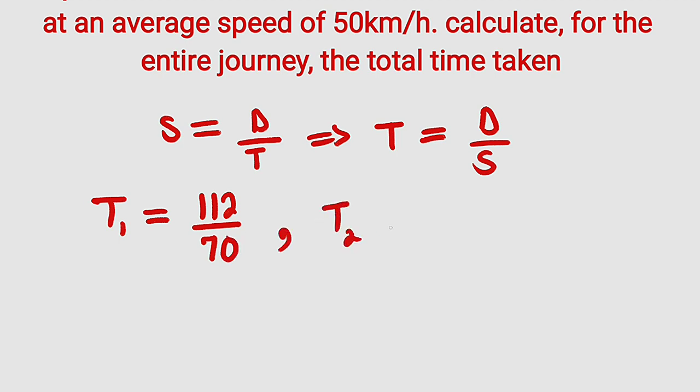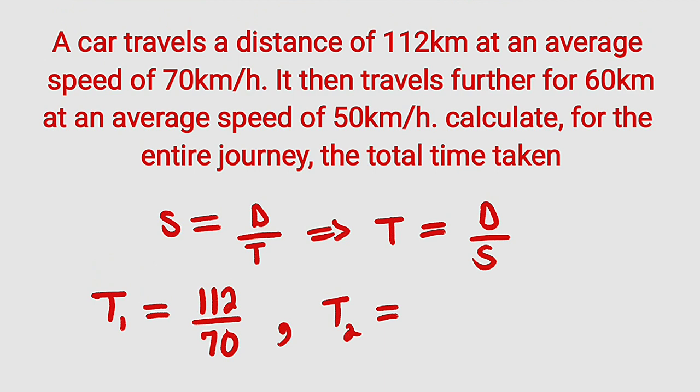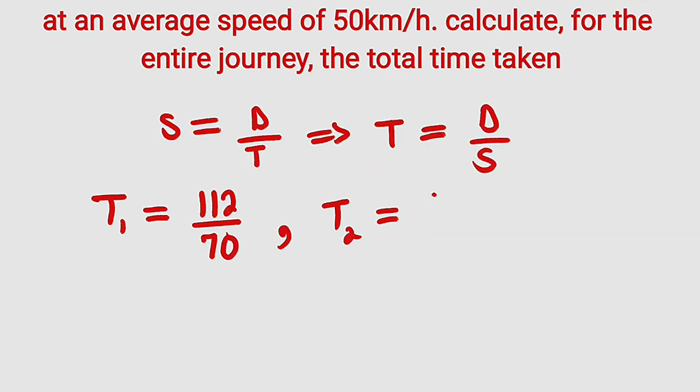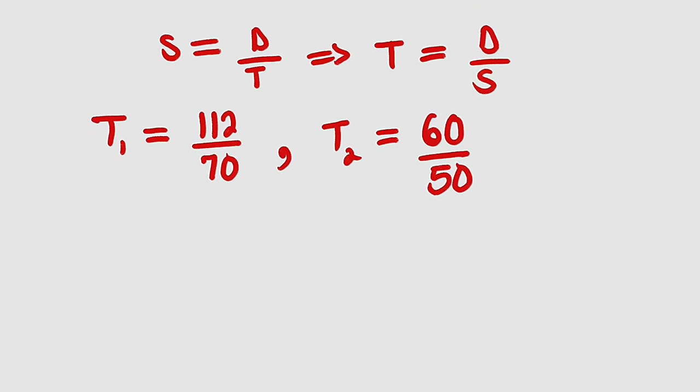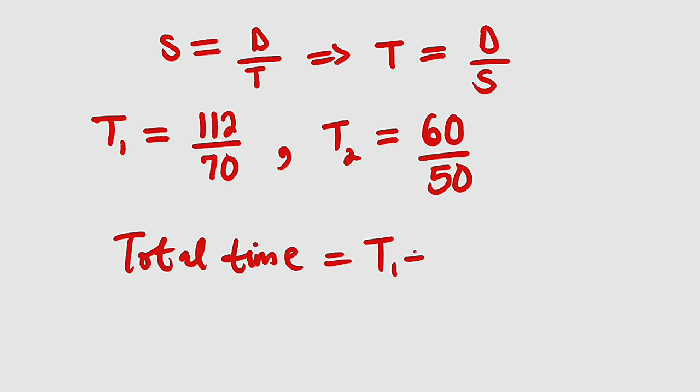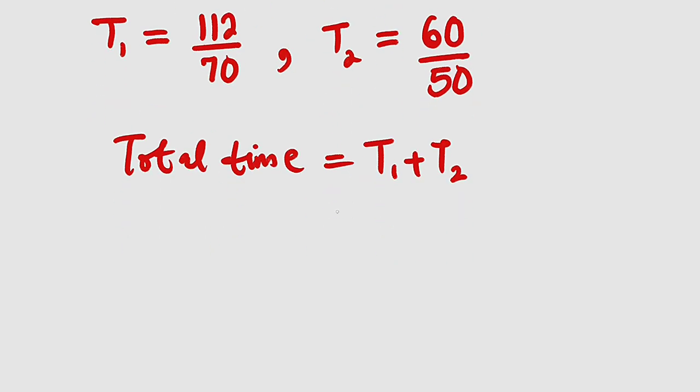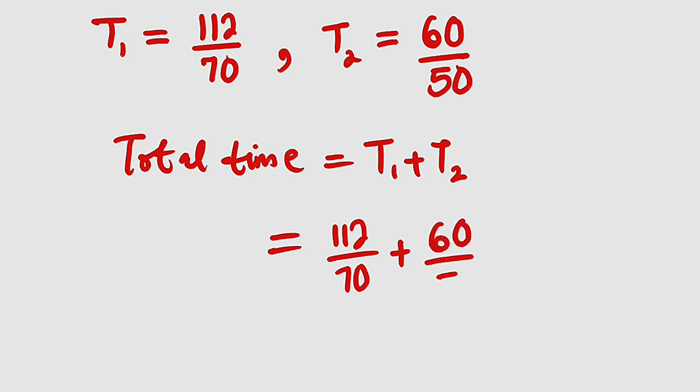And t2, the second time that we are looking for, will be equal to the distance, which is 60 kilometers, divided by 50 kilometers per hour. So we have 60 divided by 50. Remember, to find the total time, the total time will be equal to what? T1 plus T2. And T1 is what? 112 divided by 70, and plus we have 60 divided by 50.